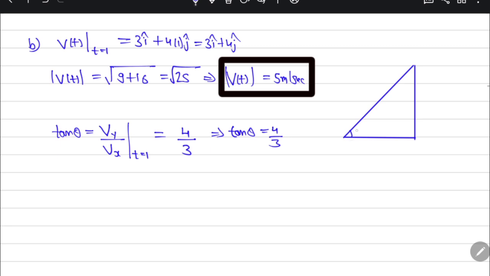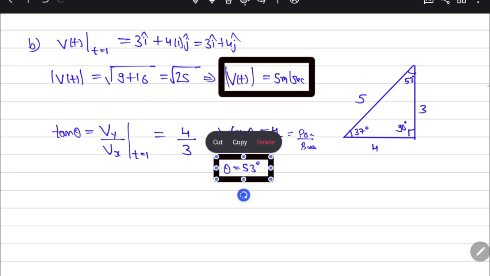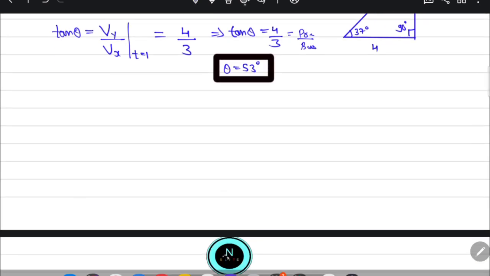This gives the idea: for tan theta, we assume this is our hypotenuse, the biggest side. If the sides are 3 and 4, this is our 37 degree, this is our 53 degree, and this is our 90 degree. So here see 4 by 3, tan theta is perpendicular upon base, so theta is equal to 53 degree. Getting my point? Let's proceed to our next question.